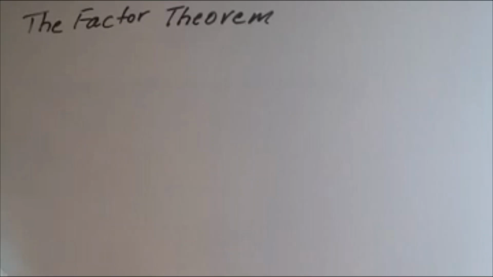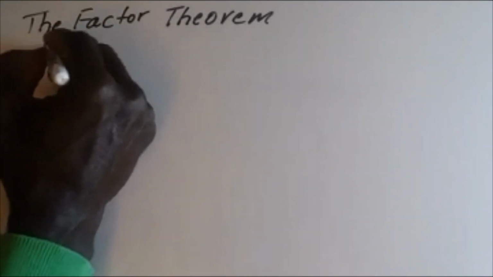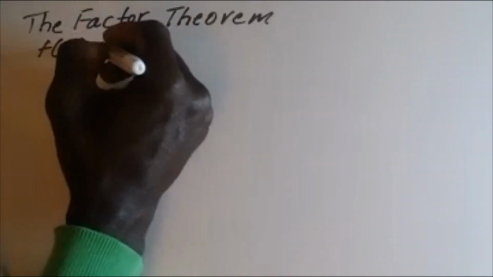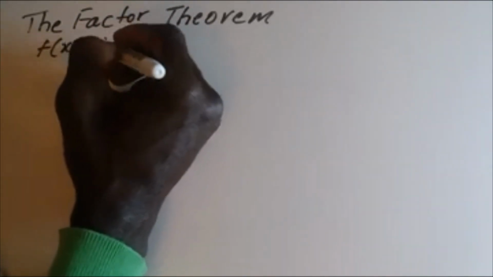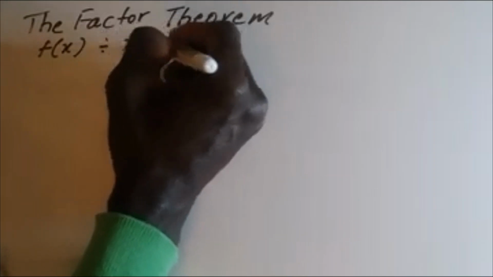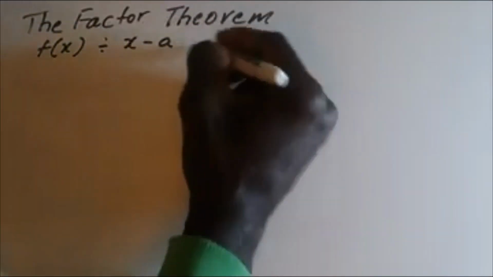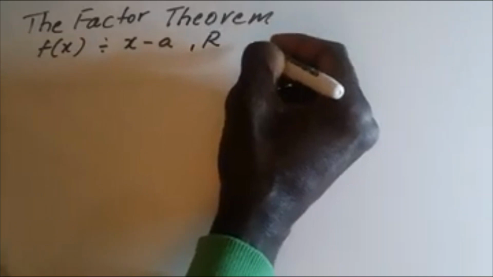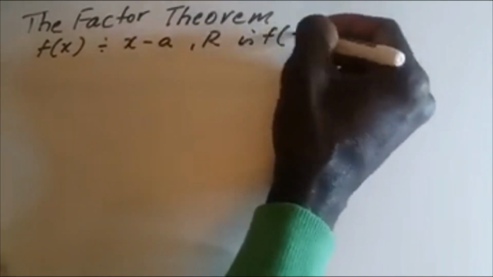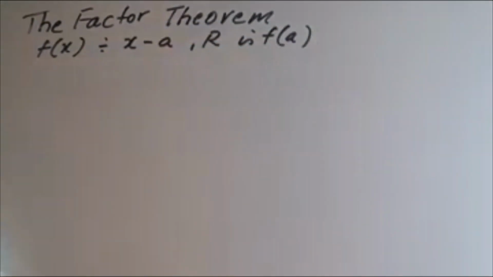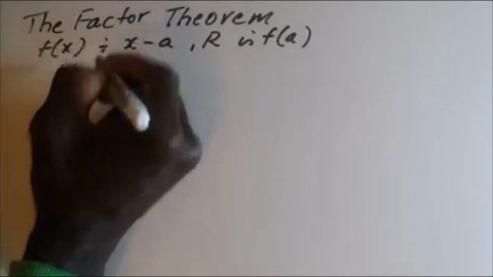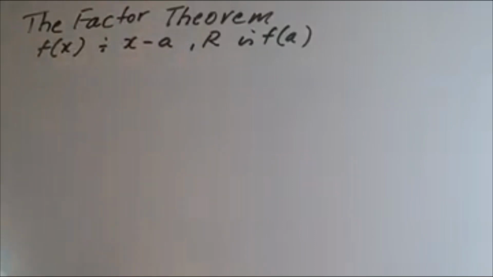Hi, the factor theorem. The remainder theorem that we covered in the previous video states that if we have f of x divided by x minus a, the remainder r is f of a. So this is the remainder theorem. And the factor theorem makes use of this.